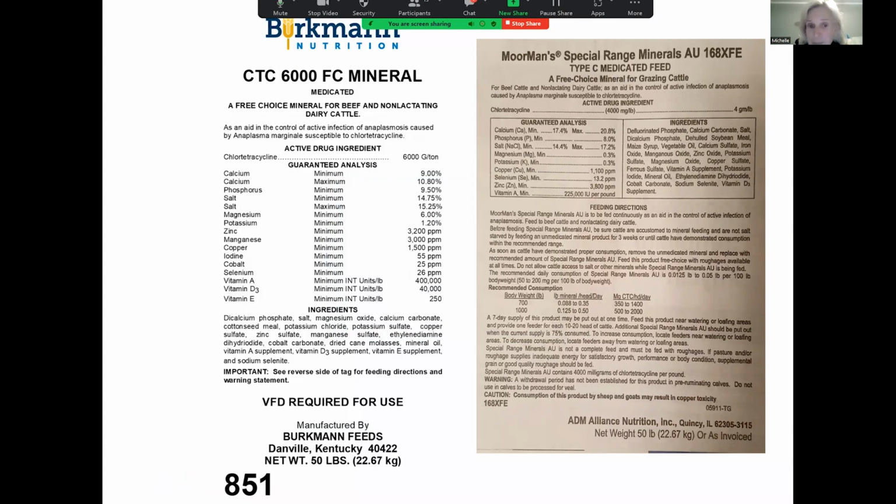But if they will eat mineral, you can buy one of these preparations, and they are actually formulated for control of anaplasmosis. So they've got the CTC in there at 6,000 grams per ton. So these are a nice way to do it, and again, if your yak will eat mineral. I know in the past when I've done talks before, that's always the main complaint. Well, they just won't eat it. They don't like minerals. So you may have to get a little more creative to get the CTC in there.